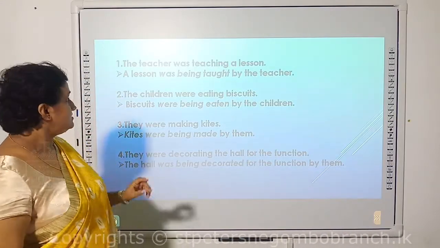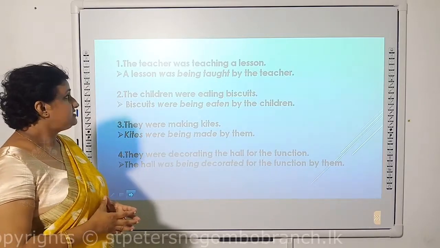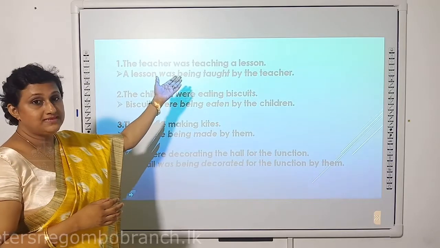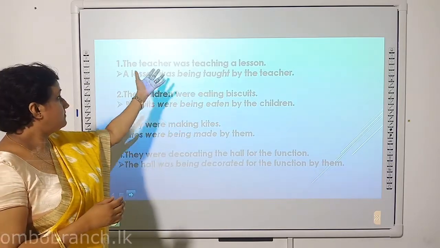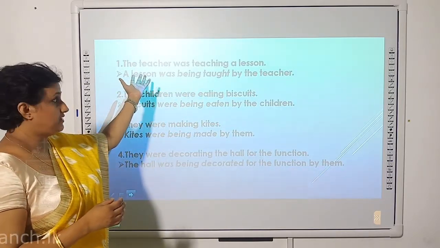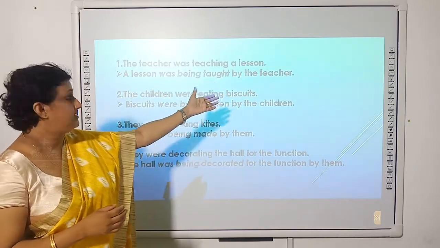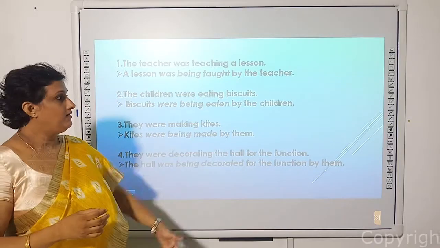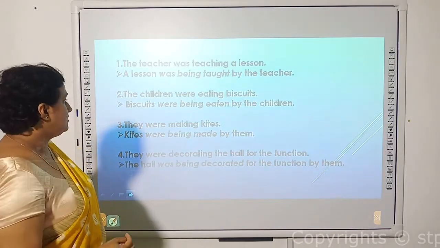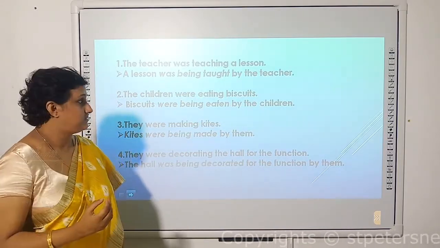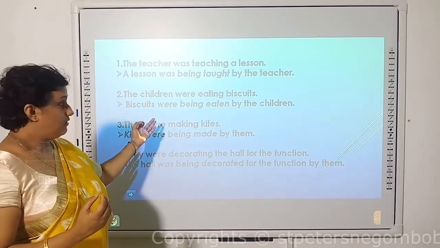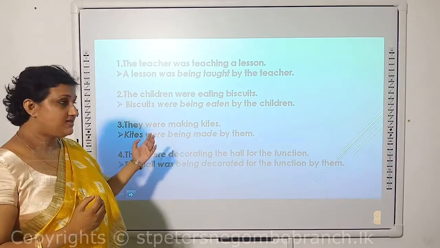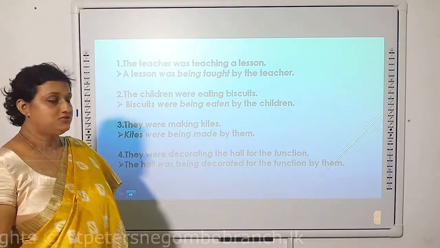There are slight changes. The first one, the teacher was teaching a lesson. The verb is was teaching. The teacher is the subject. The object is a lesson. A lesson has come to the top. A lesson was being taught by the teacher. Moving on to the second one. The children were eating biscuits. Biscuits were being eaten by the children.